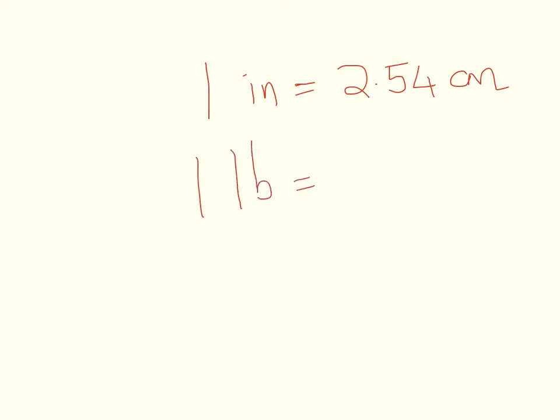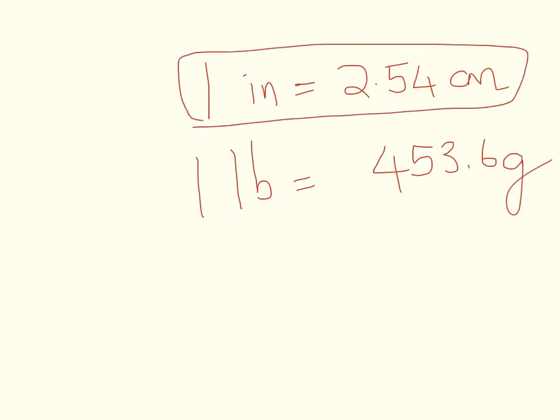One conversion factor that we talked about in one of the previous videos is 1 inch is equal to 2.54 centimeters. This is a conversion factor that we use for length. Another conversion factor that we might use in mass is 1 pound is equal to 453.6 grams. These are equalities. So what does an equality mean?